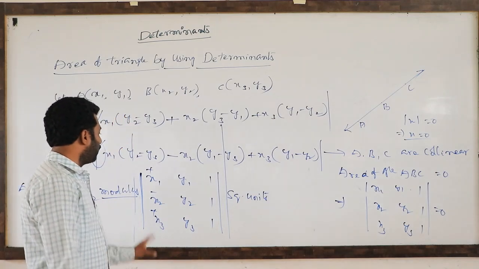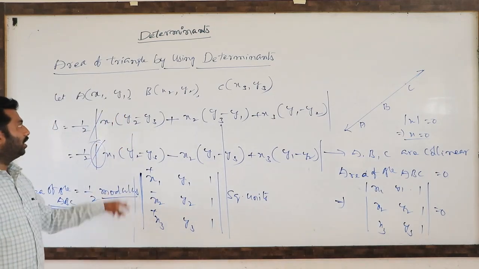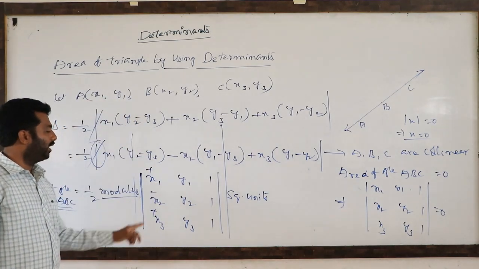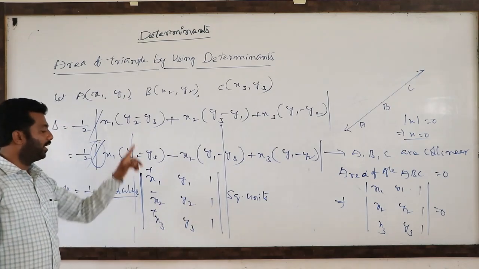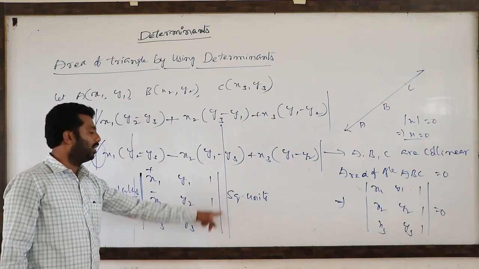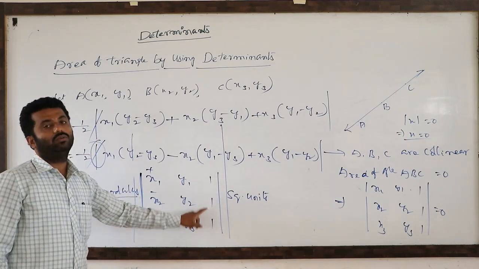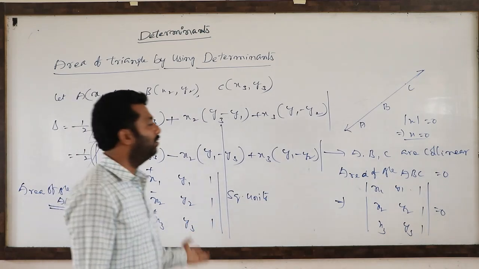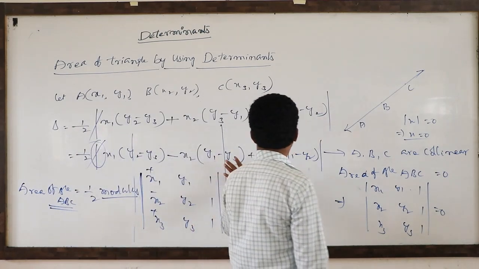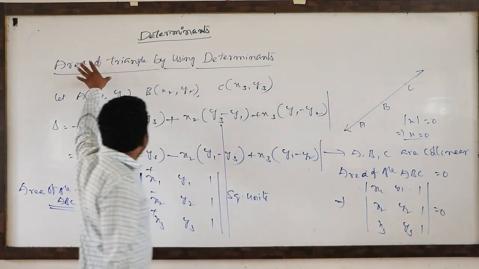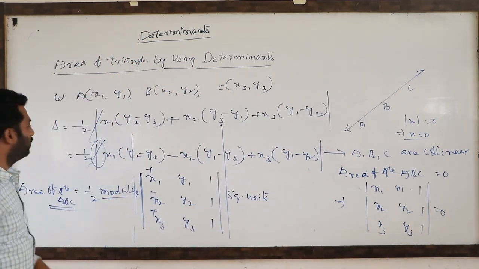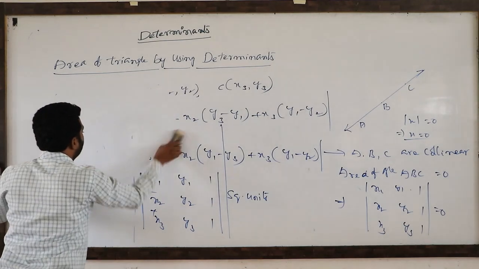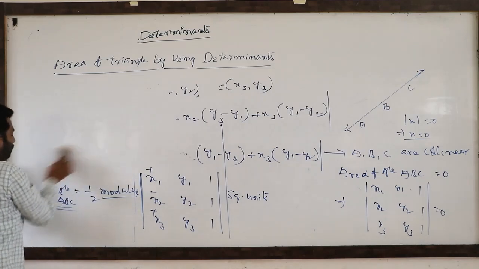So how to remember this formula? Half into modulus of the determinant: first vertex x1, y1, 1; second vertex x2, y2, 1; third vertex x3, y3, 1. This third column elements are compulsorily 1, 1, 1, whatever the problem may be. So this is the concept of how to calculate the area of a triangle by using determinants. Now I will give one example, and the remaining problems you have to answer yourselves.